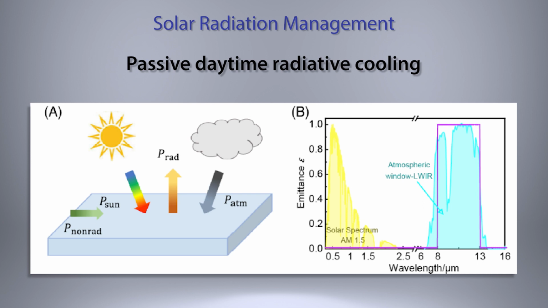So the goal here is to reduce what's labeled there the P sun, the incoming radiation, and increase the P rad, the radiation in the infrared part of the spectrum out. And the ideal material is one which does that in the extreme. So we have on the right-hand side, panel B, an example where there's a certain amount of incoming radiation in the ultraviolet and the visible part of the spectrum. That's in yellow, and it tends to be greatest at the shortest wavelength.